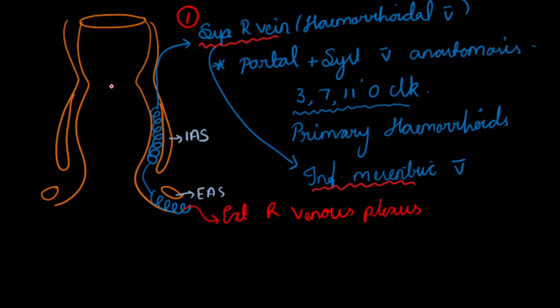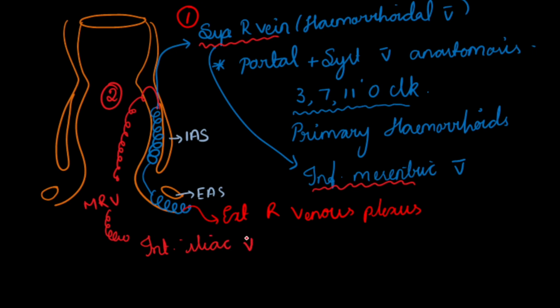And then regarding the middle part of the anal canal, this middle part drains into the middle rectal vein, which connects here. You can imagine it like this. This is the middle rectal vein, and this middle rectal vein directly drains into the internal iliac vein. And the lower part of the anal canal drains into the inferior rectal vein, and this inferior rectal vein drains directly into the internal pudendal vein.